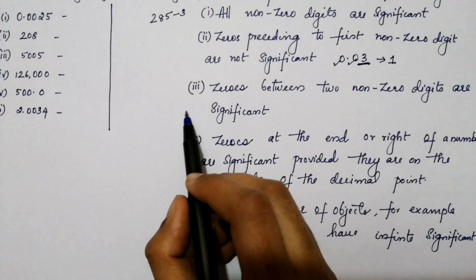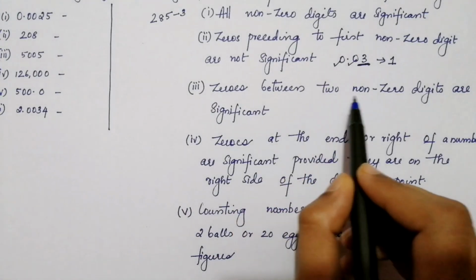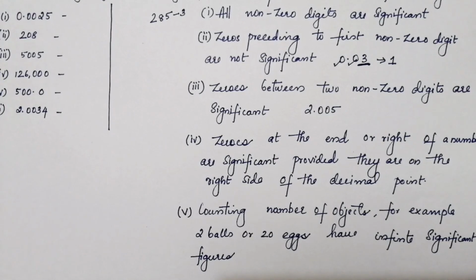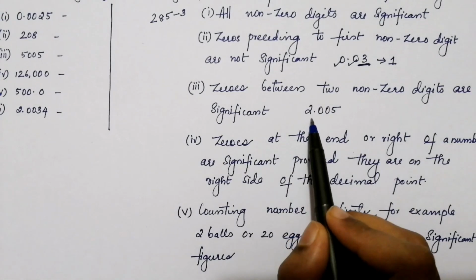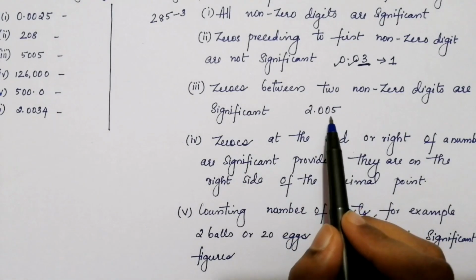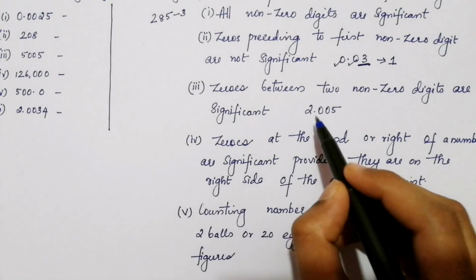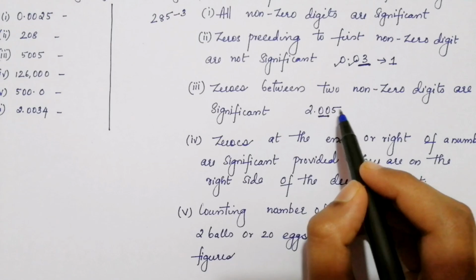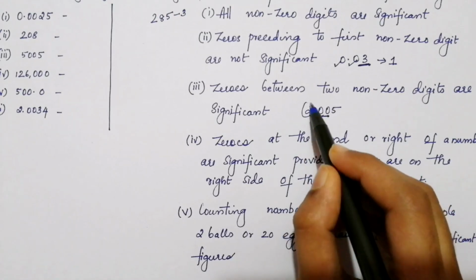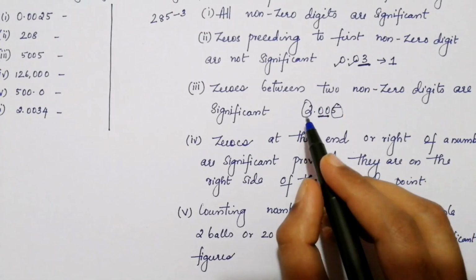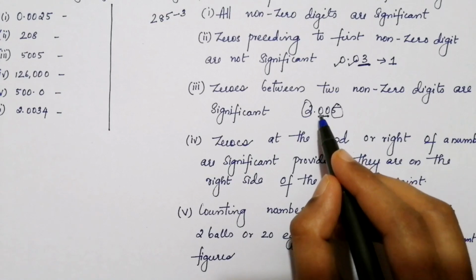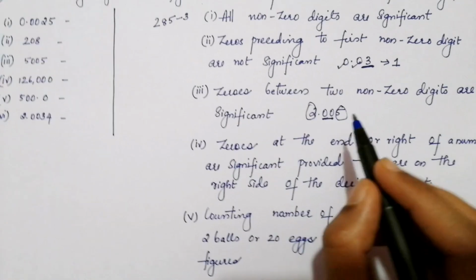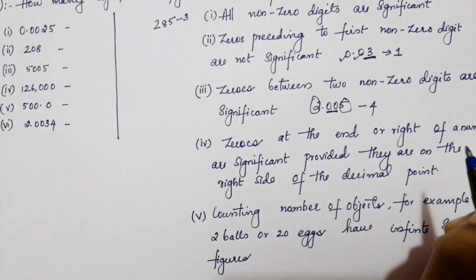Rule number 3 says zeros between 2 non-zero digits are significant. Consider the number 2.005. According to this rule, the zeros, that is these two zeros, between two non-zero digits, so here we have 2 and 5, are significant. That means these two zeros are significant and we should count them. So here we have a total of 4 significant figures.